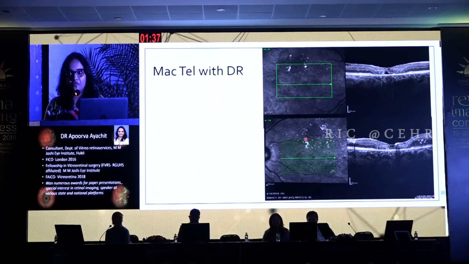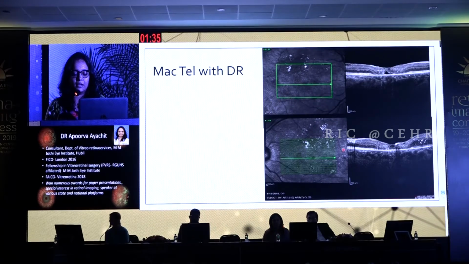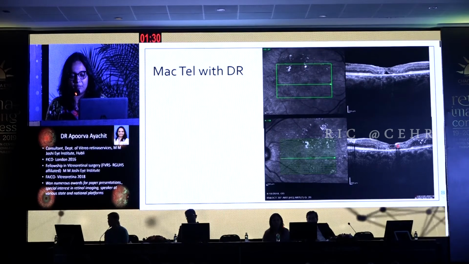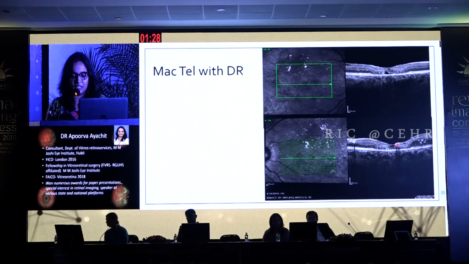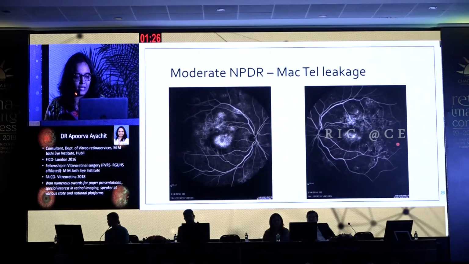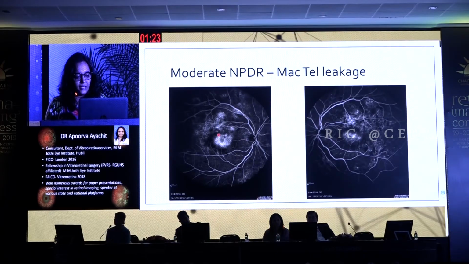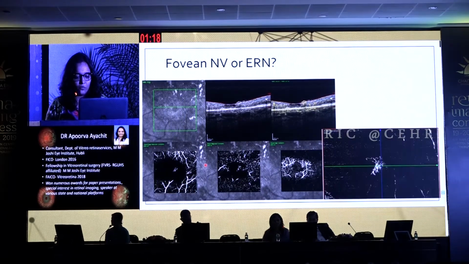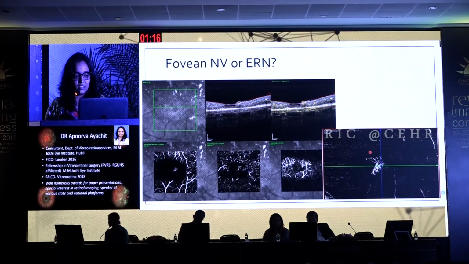We have a lot of cases of MACTEL associated with diabetic retinopathy, and this was one such case where there is an ILM drape and there is a pigment that has come up very superficially, and there seems to be an ERN there. There is MACTEL leakage along with moderate NPDR, and we saw that there was this well-defined membrane as well. Now, is this foveal neovascularization or is this ERN? Because does the presence of foveal neovascularization upstage the diabetic retinopathy stage in this patient? Does it make this PDR?